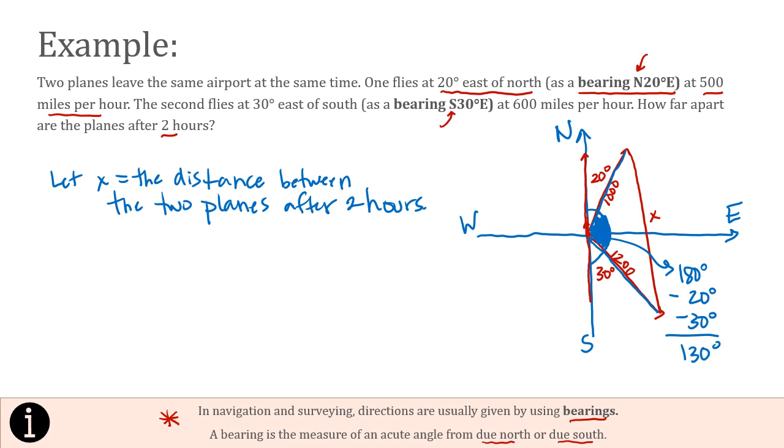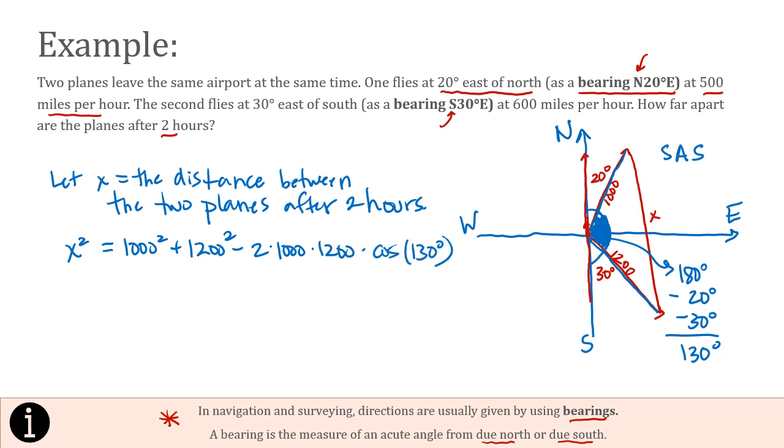Okay, so what has been given to me is a side of 1,000, an angle of 130 degrees, and then another side of 1,200. So we're going to use the law of cosines to solve for x. So I'm going to say that x squared is equal to, we've got our other two sides, 1,000² plus 1,200² minus 2 times 1,000 times 1,200 times the cosine of 130 degrees. Those are going to be some big numbers. So I'm glad I have a calculator.